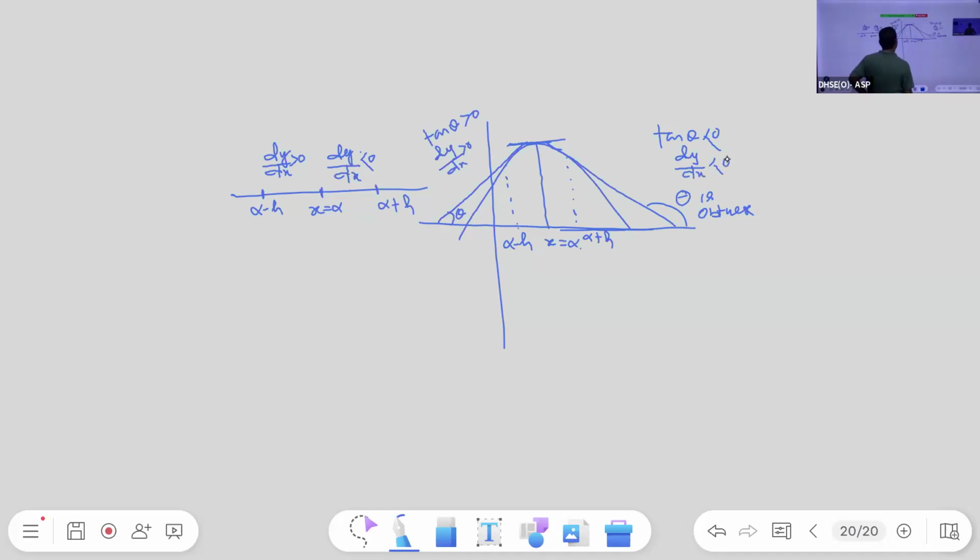So if dy upon dx changes its sign from positive to negative when x moves from alpha minus h to alpha plus h through x is equal to alpha, then x is equal to alpha is the point of local maximum. Okay. Is it clear to you?